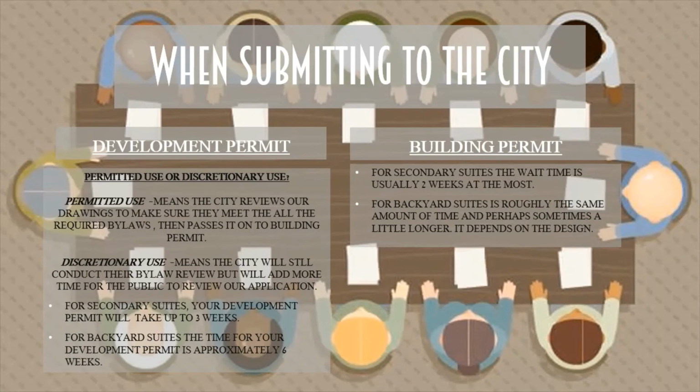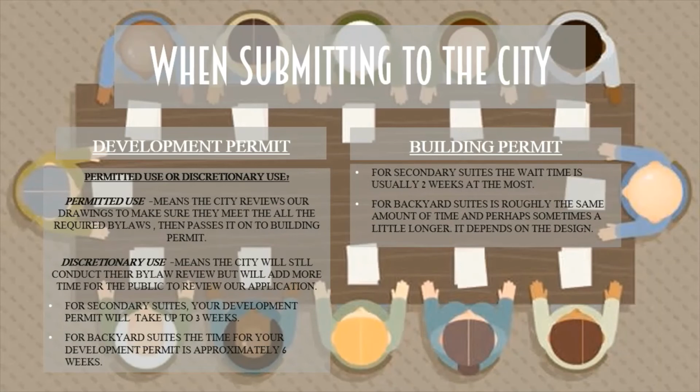Once we have our drawings together, now is the time to submit to the city. So we have to submit for development permit first. And for development permit, you have to understand that it all falls back to what type of lot that you have. If your lot for a secondary suite is listed as a permitted use, then what the city planners do is they will look through your drawings and they'll see if you meet the minimal bylaw requirements. If it does, then they could easily just forward your drawings along for building permit. However, for our backyard suite, because backyard suites are not permissible on all types of lots, we will be subjected through a discretionary use process.